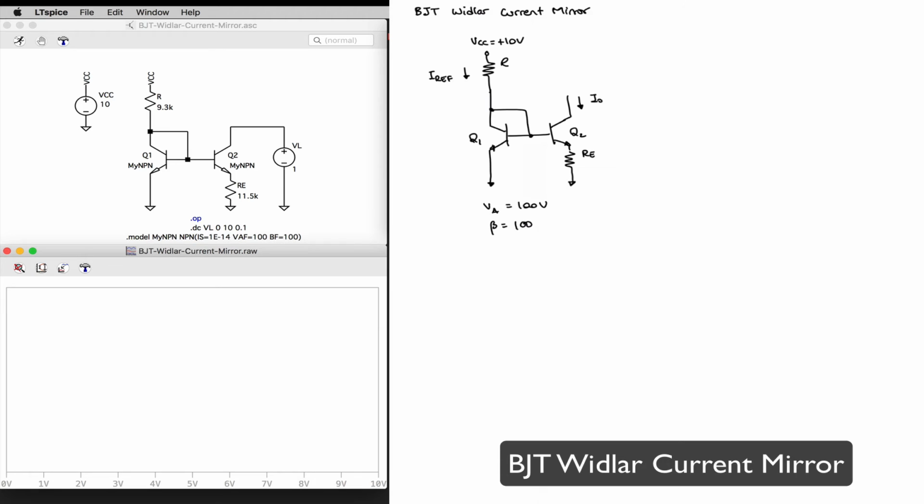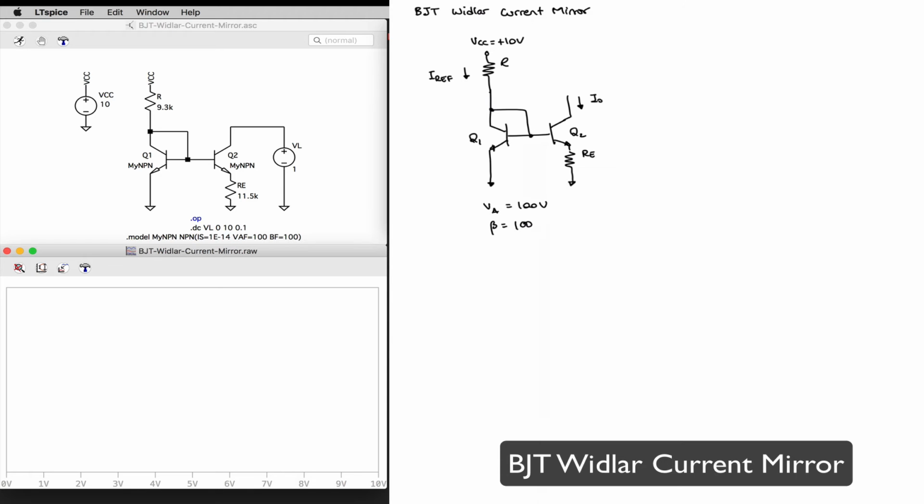Hello. Let's take a look at the Widlar current source next. It's basically a special case of the emitter-degenerated current source where we have eliminated resistor R1 or have made R1 equal to 0. The advantage of this current source, we saw, is the ability to generate a small current in the range of microamps without using excessively large resistor values.